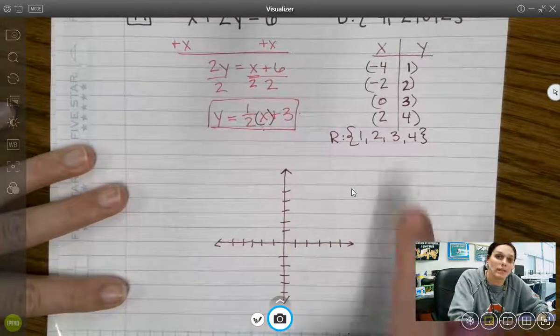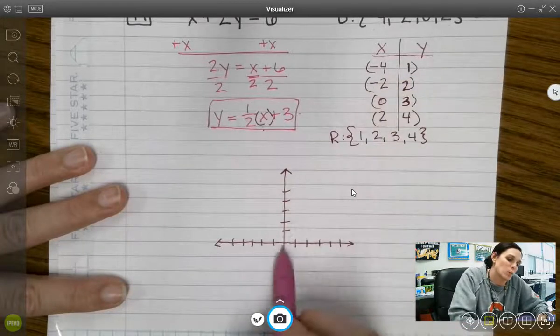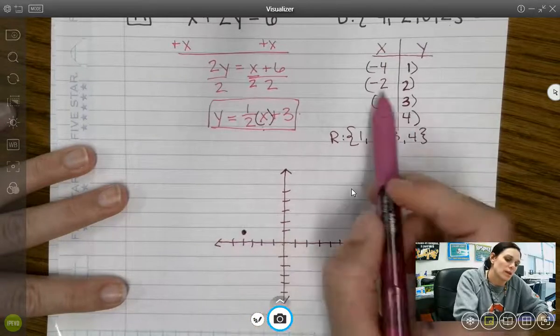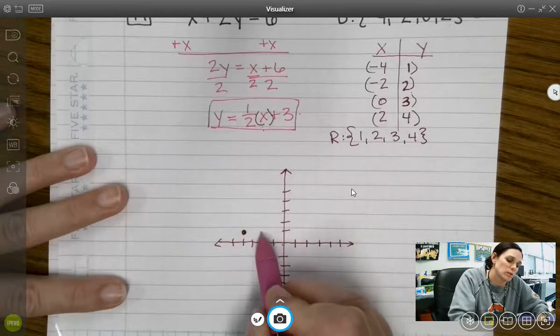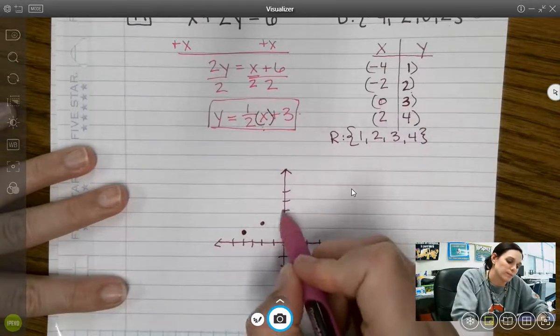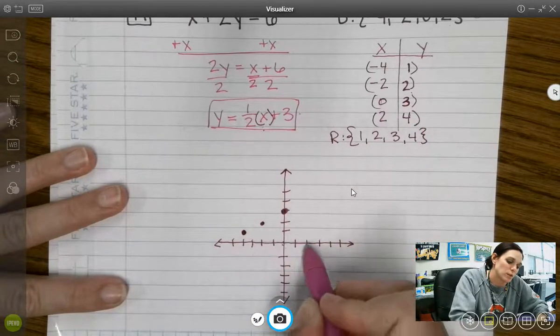And I'm going to go ahead and plot these points. So it wants -4, 1, so 1, 2, 3, 4, up 1. -2, 2, 1, 2, 1, 2. 0, 3, and 2, 4.